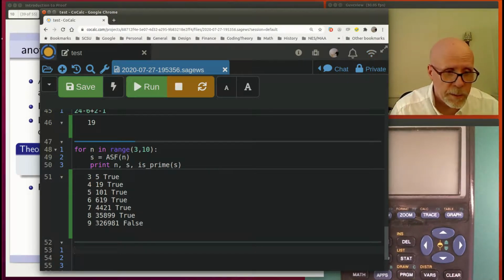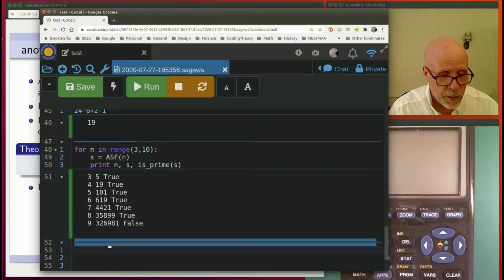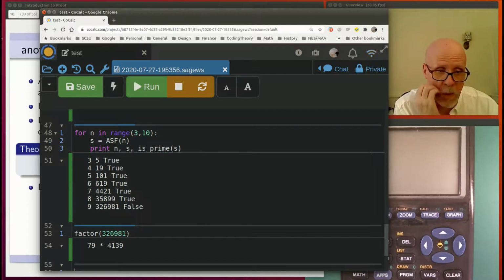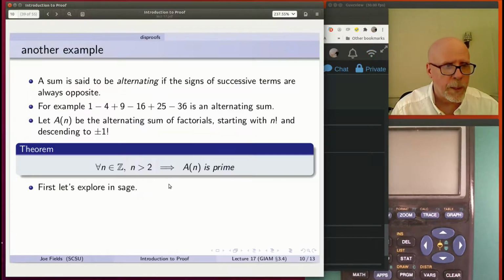And if you want to write up a disproof of this, you'd kind of like to be able to justify that 326,981 is in fact a composite number, not prime. Yeah, it's 79 times 4139. Okay. So that's our exploring in Sage.